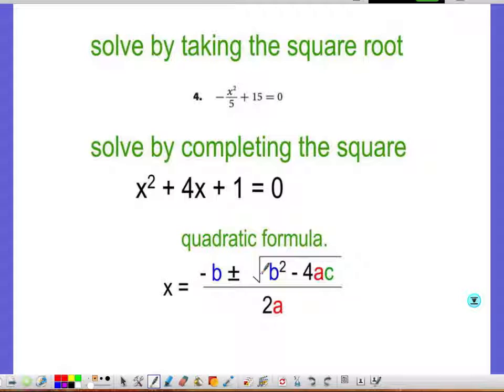Now, let's go over the different methods that we just learned about how to solve quadratic equations. One of the first methods that we learned was to solve by taking the square root. Then we learned how to solve by completing the square, and finally we learned how to solve by the quadratic formula.